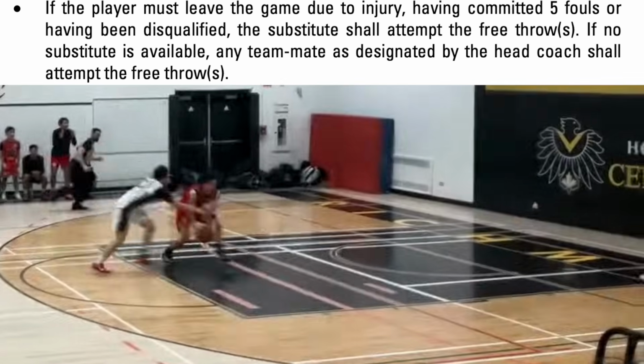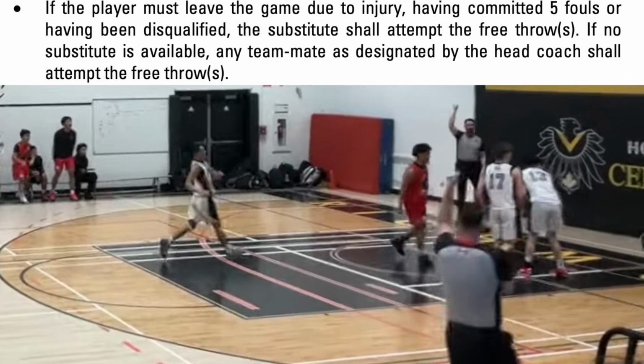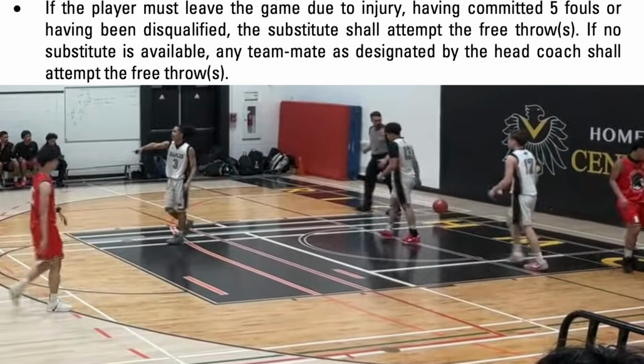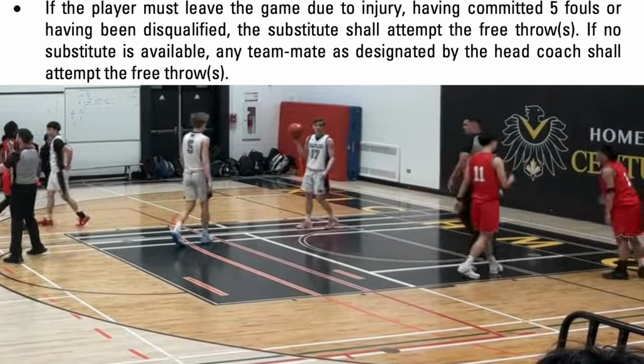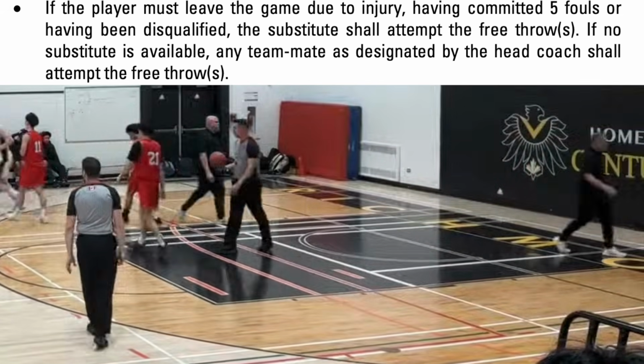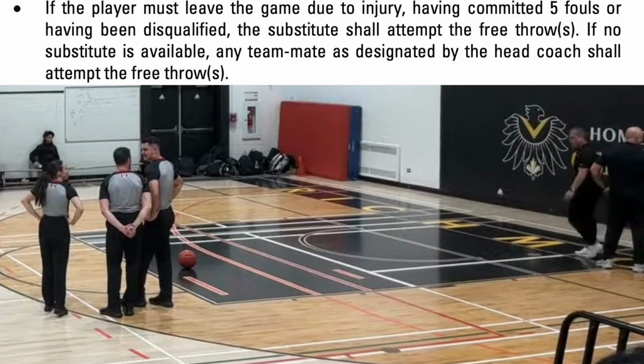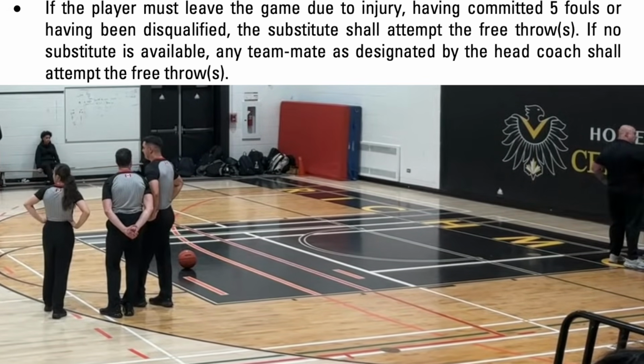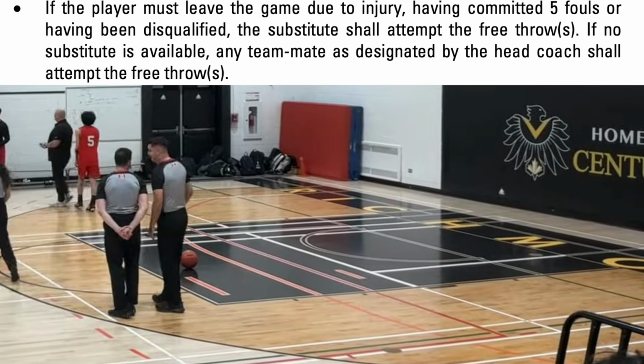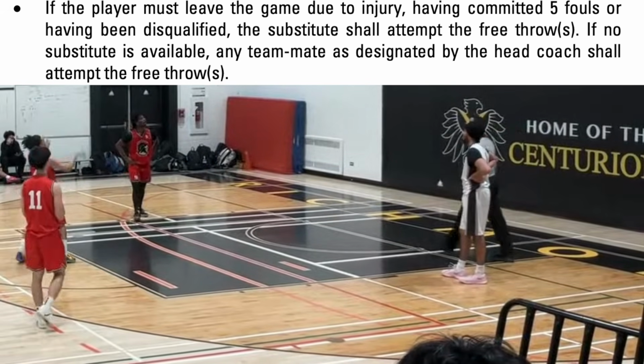And in these scenarios, that will occur. So when a personal, an unsportsmanlike, or disqualifying contact foul is committed, the free throws shall be awarded as follows. The player who was fouled shall attempt the free throws. If that player is designated to be substituted, the free throws shall be attempted before the substitution. Now, if this player must leave the game due to injury, having committed 5 fouls, or has been disqualified, which we could see in a fight or being pushed after committing their 5th foul, then the substitute shall attempt the free throws. If there's no substitute available, any teammate as designated by the head coach shall attempt those free throws.